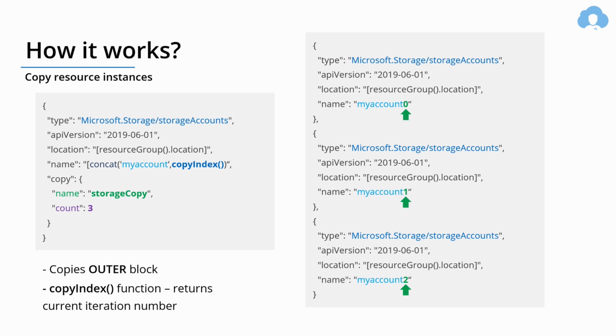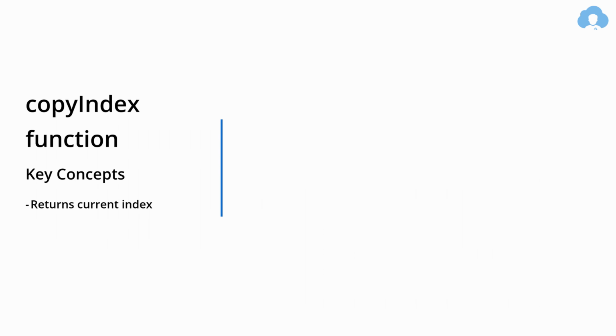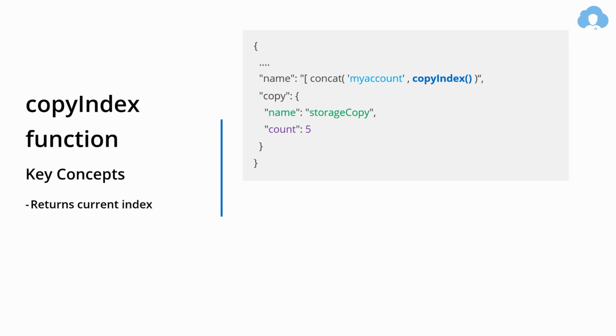copyIndex is a fairly straightforward function, but it's also your main way of iterating through resources in ARM. So if your block looks like this, if you're copying any kind of resource, you provide the name and the count, and then you can use the copy index to provide additional logic for other properties. It doesn't have to be name, it can be any property on that resource. Result for this iteration is fairly simple. Because the count is 5, we're gonna get 5 storage accounts, iterating from 0 to 4.